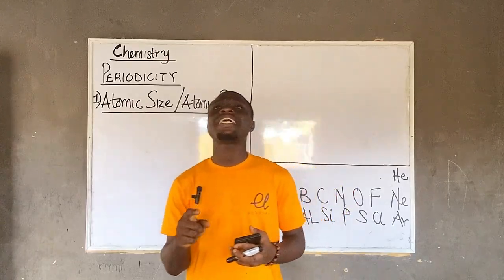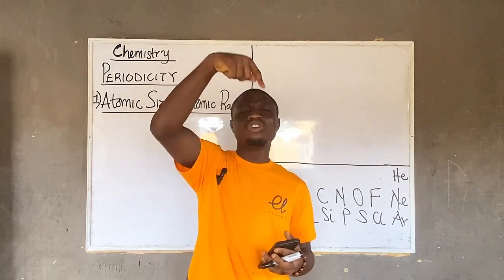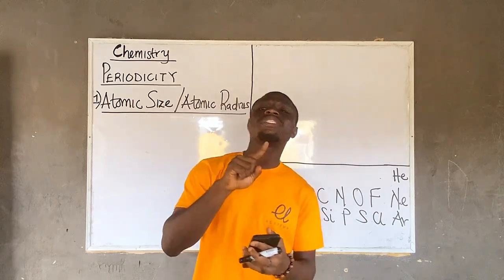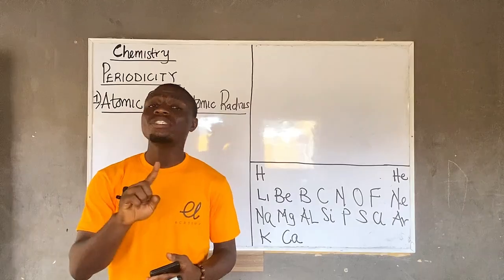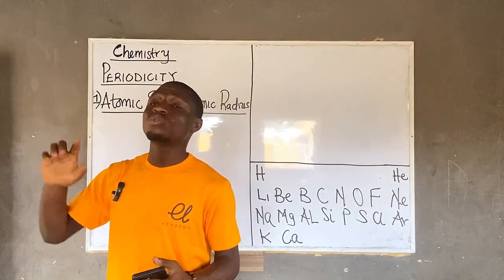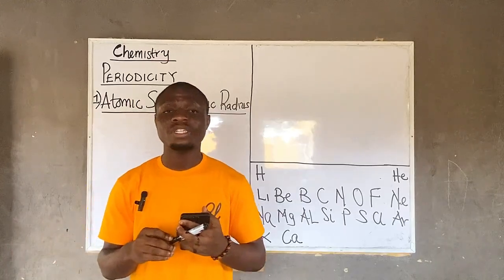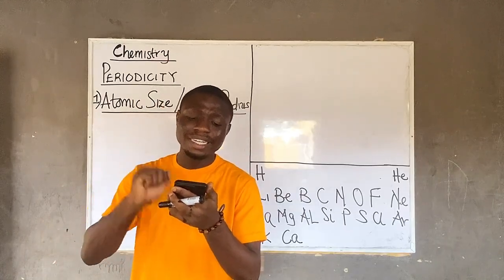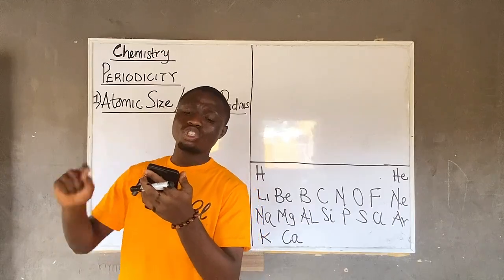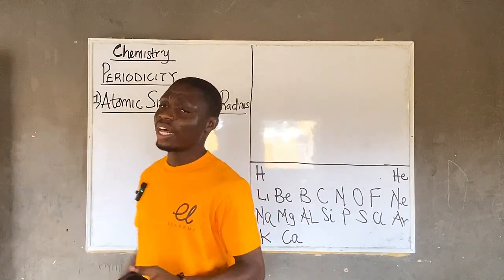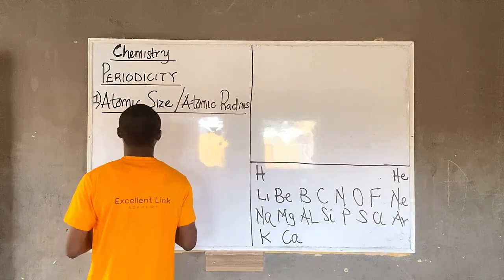It is simply the distance from what? From the nucleus, to what? The last shell, and that last shell is called the outermost shell. That's why they said center of the nucleus to the outermost shell. That's your energy level.